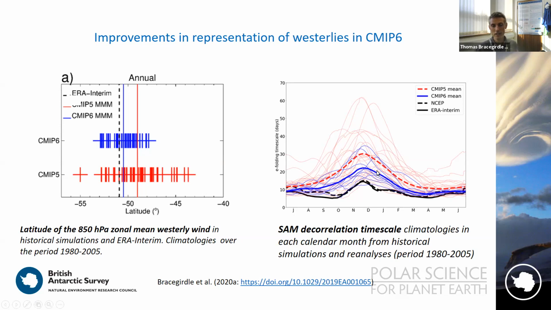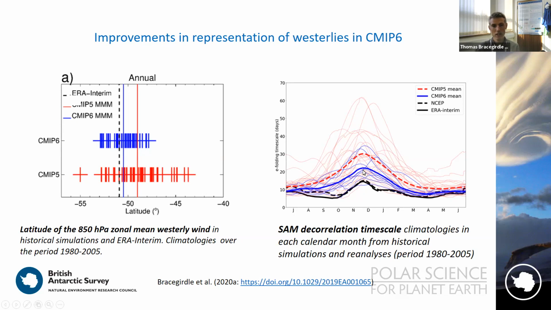And this seems to include an improvement in the processes within the storm track. So one example is this diagnostic called the SAM decorrelation timescale, which gives an indication of the variability of the southern annular mode, which in general the timescales are too long in models compared to reanalyses, but CMIP6 is getting closer.